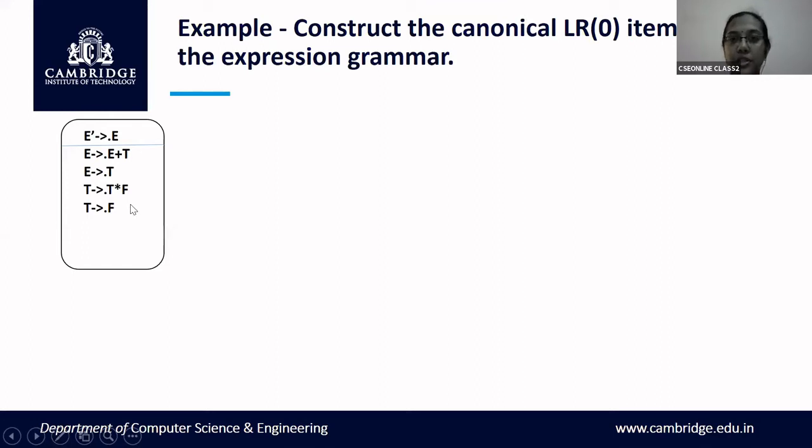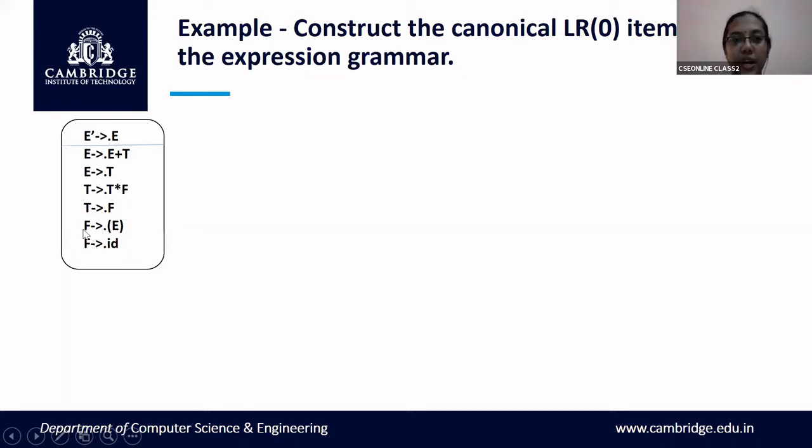You have two productions. F derives id, and F derives E within parenthesis. E within parenthesis is one production rule, and F derives id is another production rule, where F is on the LHS. Do you have any more production rules that have to be included? No, because E's closure you have included, T's closure you have included, and F's closure also you have included.